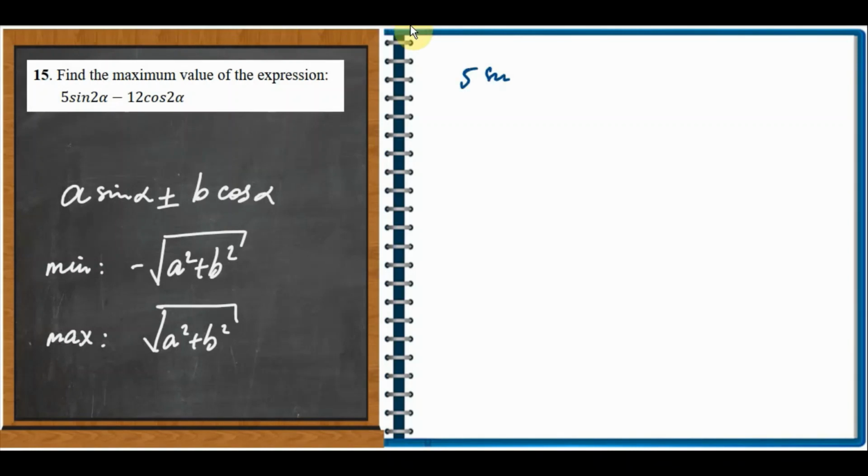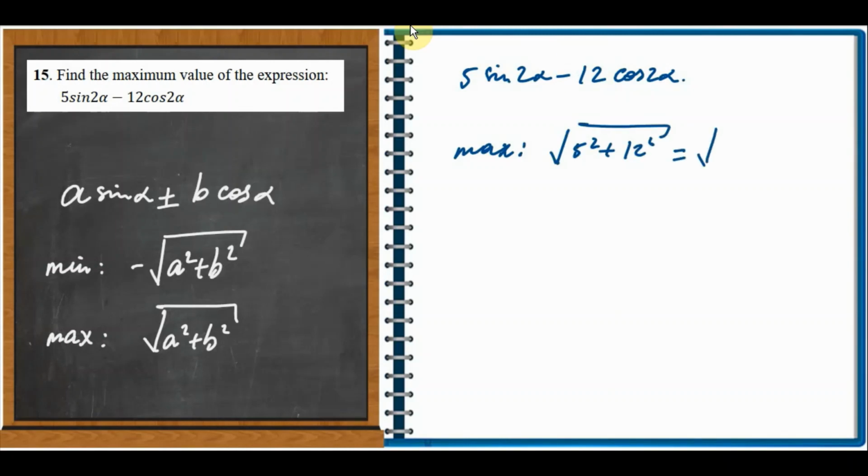5 sine 2 alpha minus 12 cosine 2 alpha. As you see, the arguments are the same. We can say that the maximum value will be square root of 5 squared plus 12 squared. Doesn't matter what is the sign here, it doesn't matter. So that's going to be 25 plus 144. That's square root of 169, and it's going to be 13. So the correct answer is 13 here.